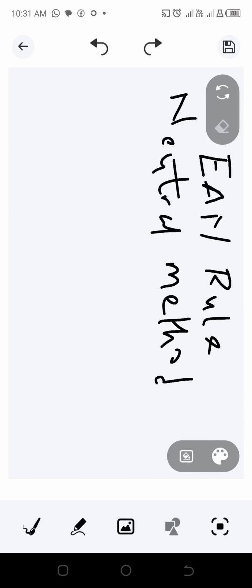Welcome back, guys. We're going to be talking further on our effective atomic number rule, where we make use of the neutral method. A quick recap on our previous lessons, where we talked about the effective atomic number, or the 18 electron rule. This is just used to determine the stability of organometallic complexes, that is, how stable they are.